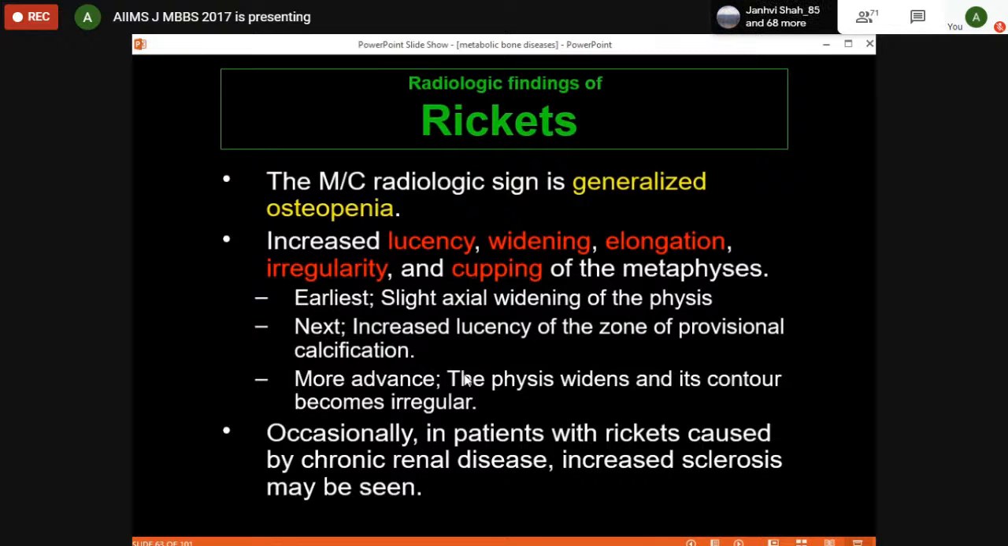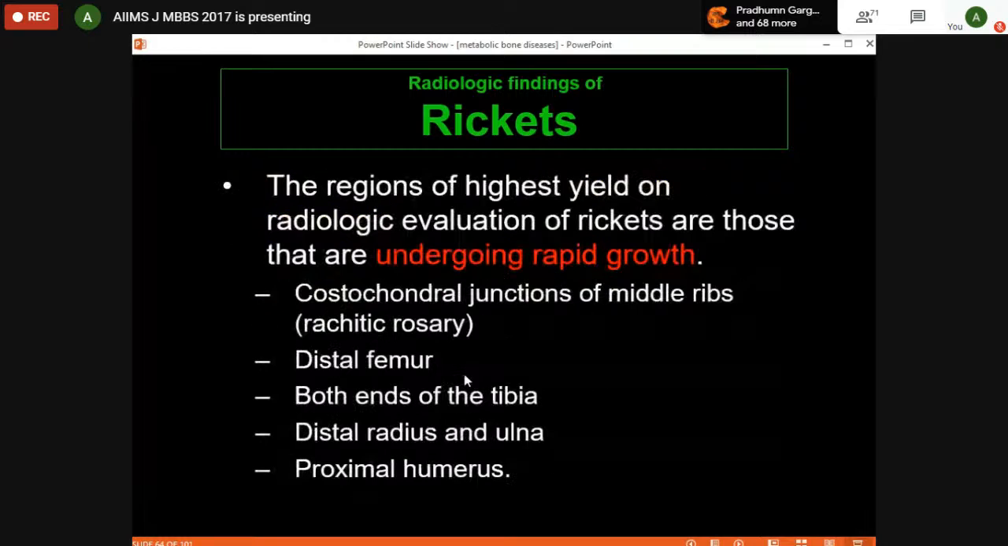And for rickets, the most common radiological sign is generalized osteopenia, increased lucency, widening, elongation, irregularity, and cupping of the metaphyses. Earliest is slight axial widening of the physis, and next is increased lucency of the zone of provisional calcification. In more advanced disease, the physis widens and its contour becomes irregular. Occasionally in patients with rickets caused by chronic renal disease, increased sclerosis may also be seen.